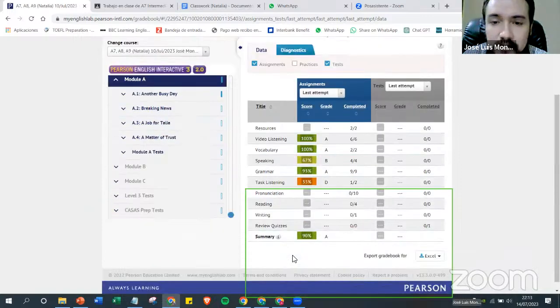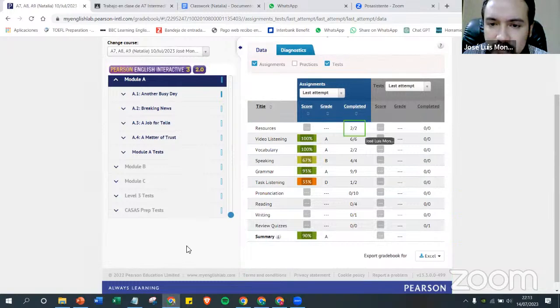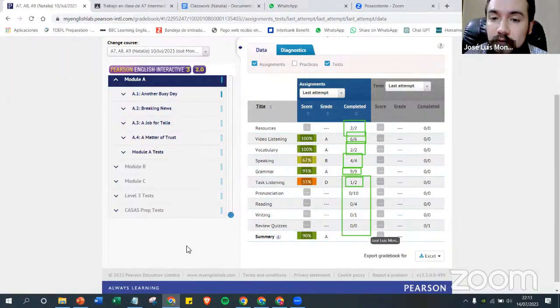So you have 2 resources that you completed, 6 elements for video listening that you completed, 2 for this that you completed, 4 of these that you completed. Great. So you are missing, if you want to be at the same pace as I'm working, you have to complete all of these, because we already finished unit 1. So this should be completed.